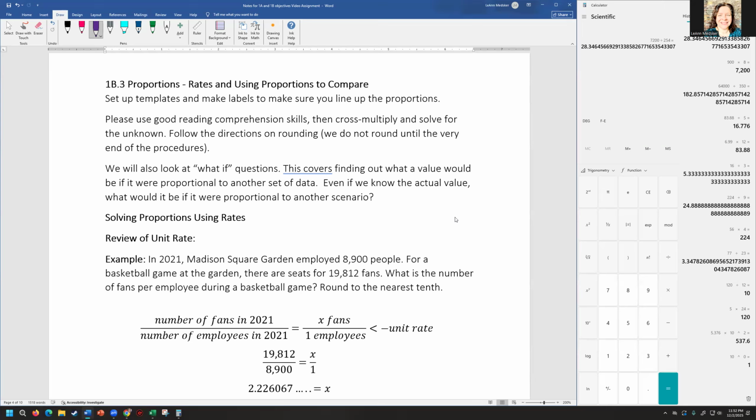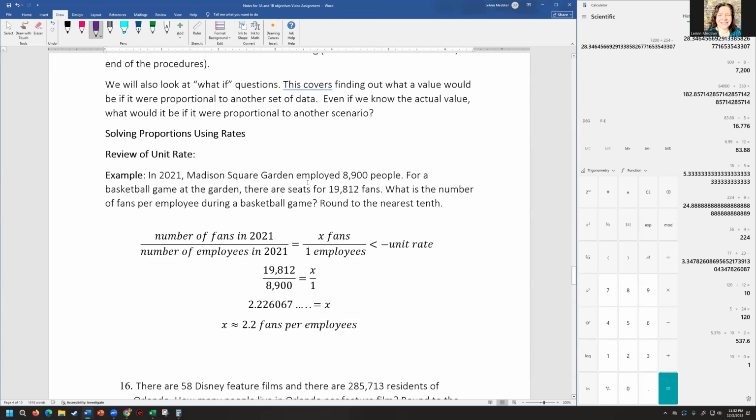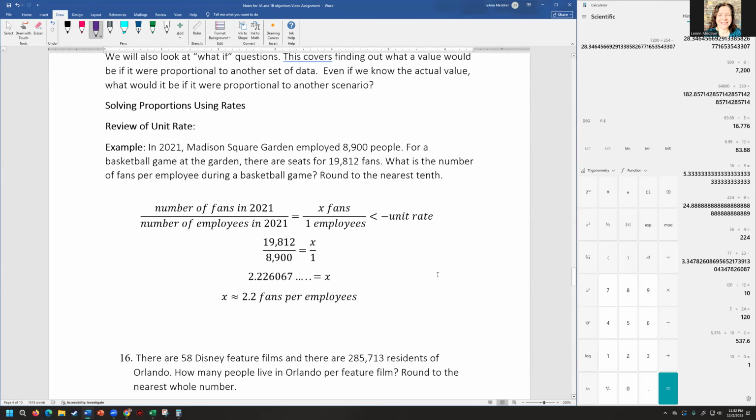The real key to getting those problems correct is to read the question carefully, because that tells you exactly what your X is, okay? All right, so let's look at one that I've already pre-set up just so you can see all of the labeling and what I actually go through when I read this. And then we're going to do some where we have to do it all ourselves. So it says in 2021, Madison Square Garden employed 8,900 people. For a basketball game at the Garden, there are seats for 19,812 fans.